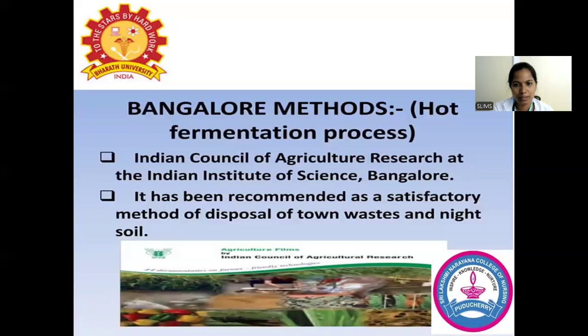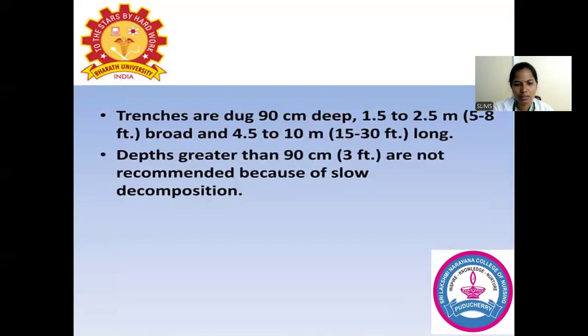The Bangalore method is also called hot fermentation process. Here, the trenches are dug 90 centimeter deep, that is 1.5 to 2.5 meter broad and 4.5 to 10 meter long. Depths greater than 90 centimeter are not recommended because of slow decomposition. So we have to see that the depth should not go beyond 90 centimeter because slow decomposition occurs there.